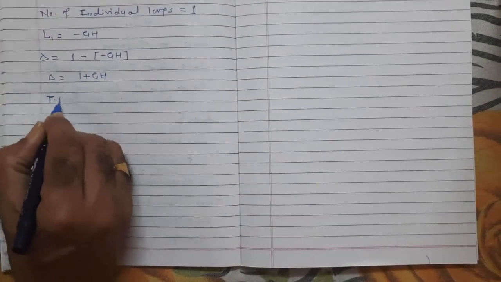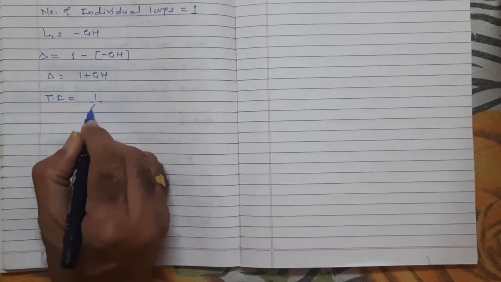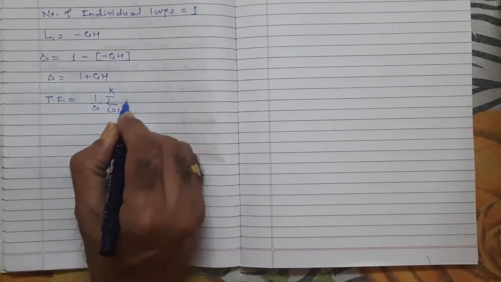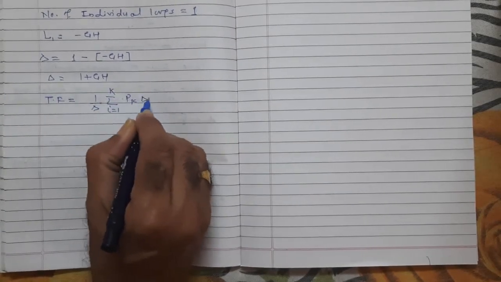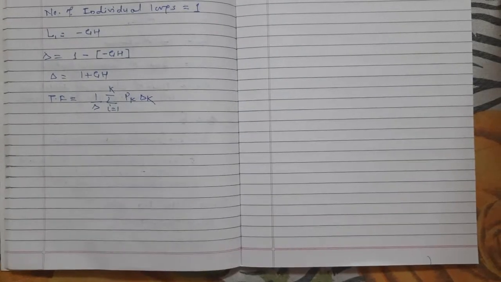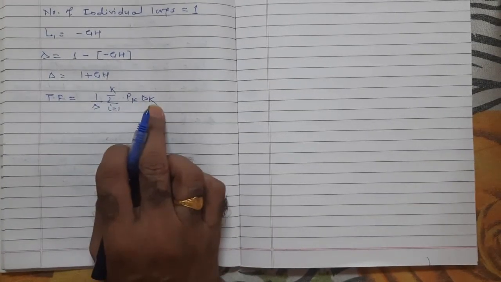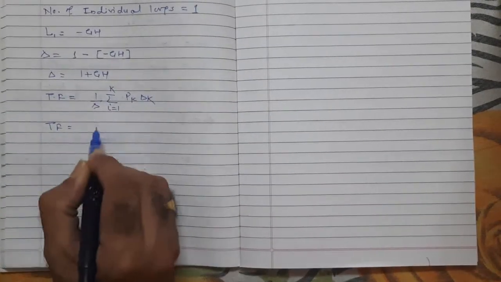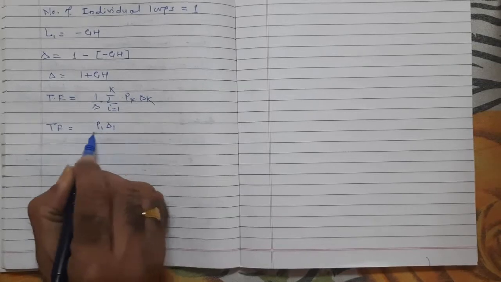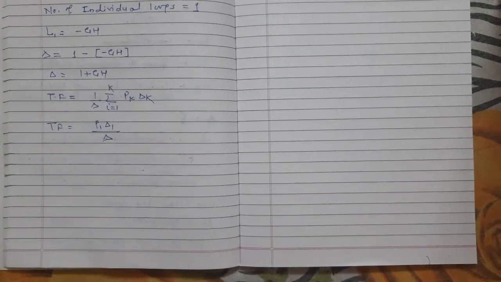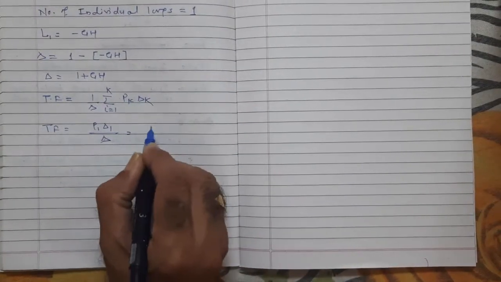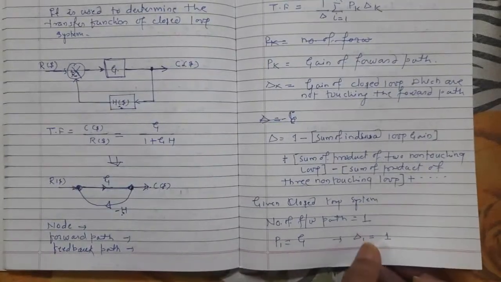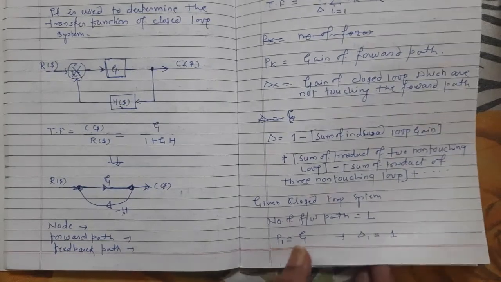Now we will find out the transfer function. Transfer function is equal to 1 by del, sum from i equals 1 to K of Pk into del K. In this one we have only one forward path, only one del 1 and this one del. So the transfer function is equal to P1 into del 1 divided by del. P1 is G, and del 1 we have calculated, it is equal to 1.